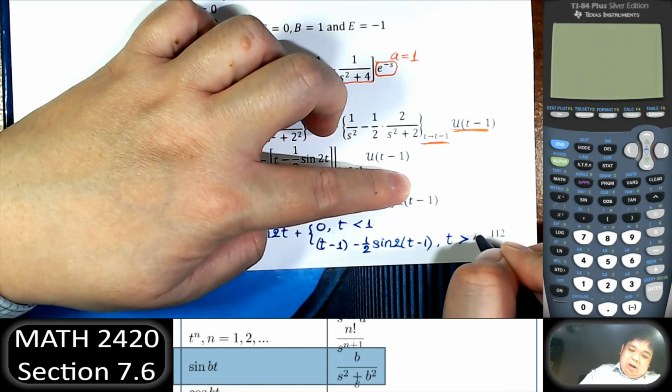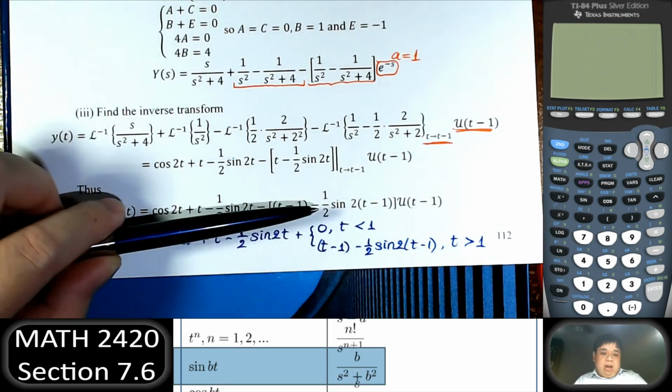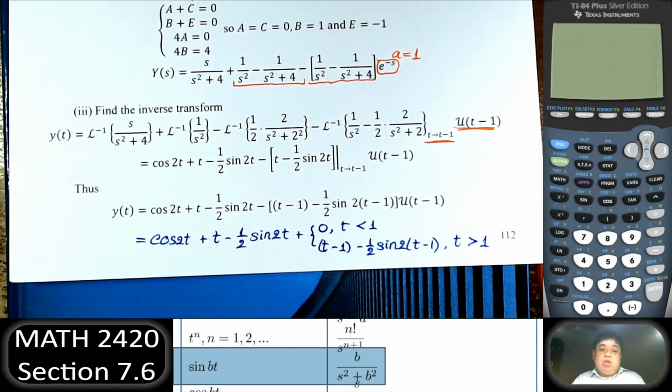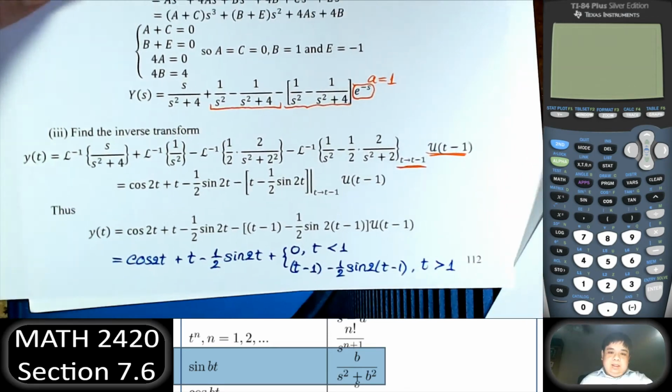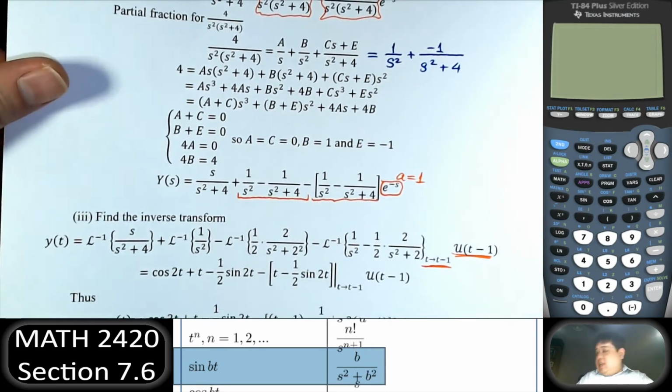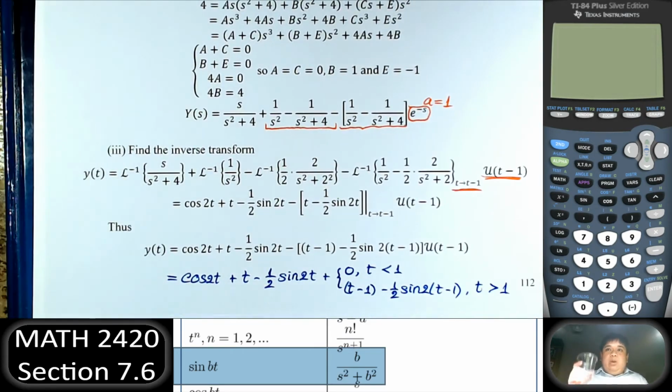When t is greater than 1, we can write that into a piecewise function. So that is the answer. The idea is not that bad: find the Laplace transform, solve for Y of s, and then take the inverse Laplace transform.